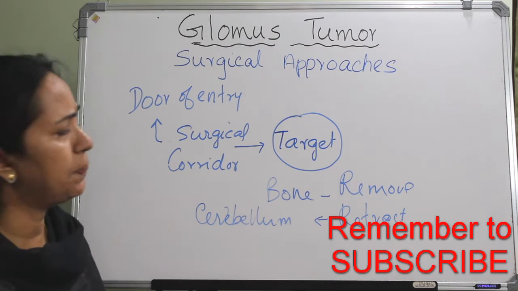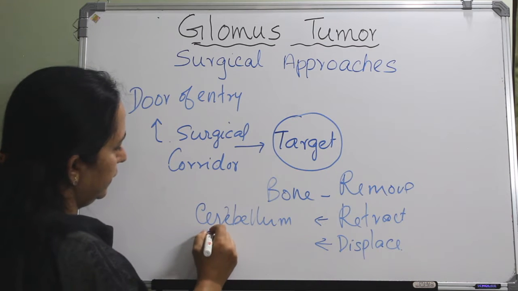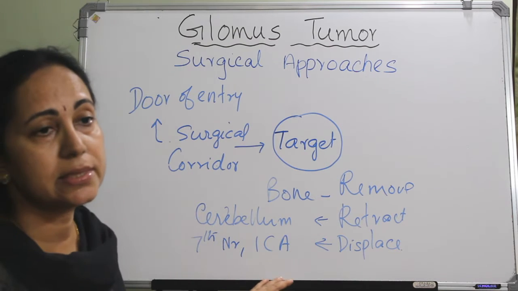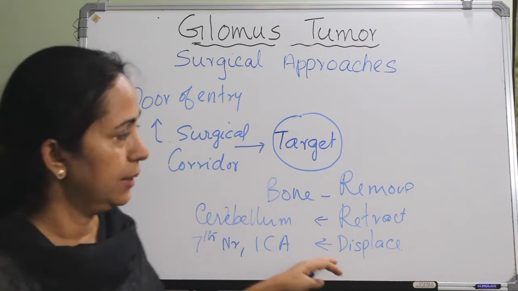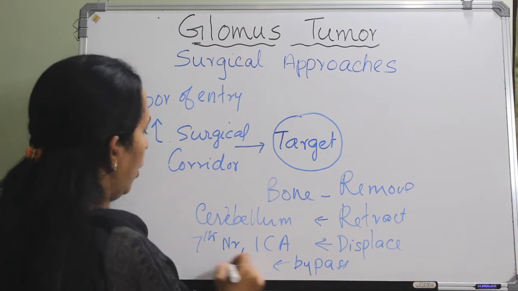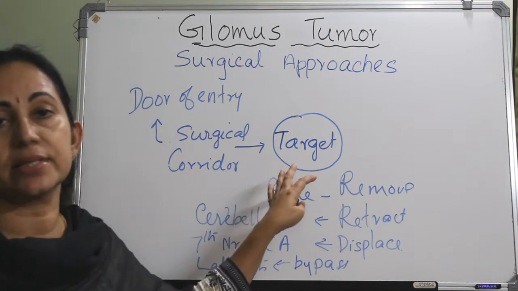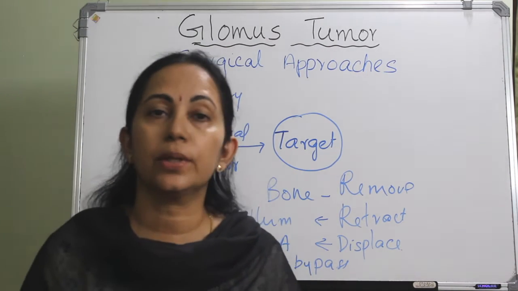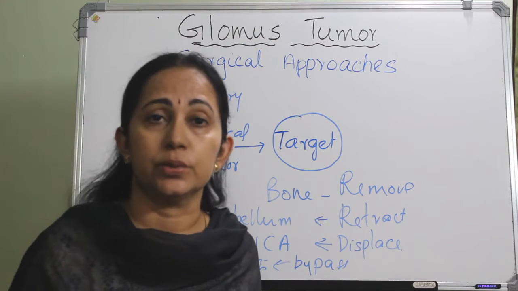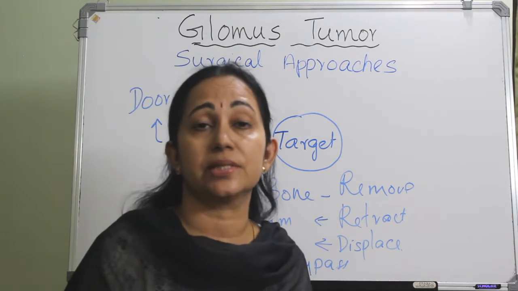In some cases we have to displace structures, for example the facial nerve, the internal carotid artery, etc. And in some cases we have to bypass them, like the labyrinth. So, if you want to reach the target systematically and without any complication, this shows the importance of knowing the anatomy. Study the anatomy, practice it, do cadaver dissection or temporal bone dissection to the maximum, whatever it is.